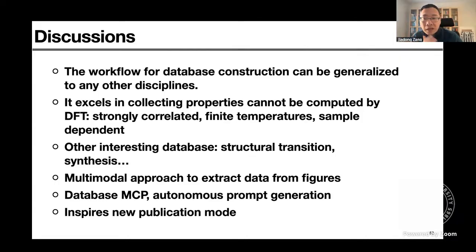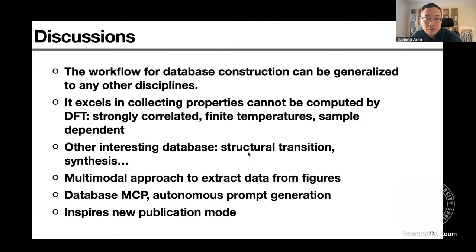Coercivity field and the magnetic anisotropy are closely related. But magnetic anisotropy gives a kind of upper limit of the coercivity a material can have. In order to increase the coercivity, one needs to have some microstructure processing in the material synthesis part. And so there are also other interesting databases that we would like to construct. For example, the structure transitions and the synthesis.